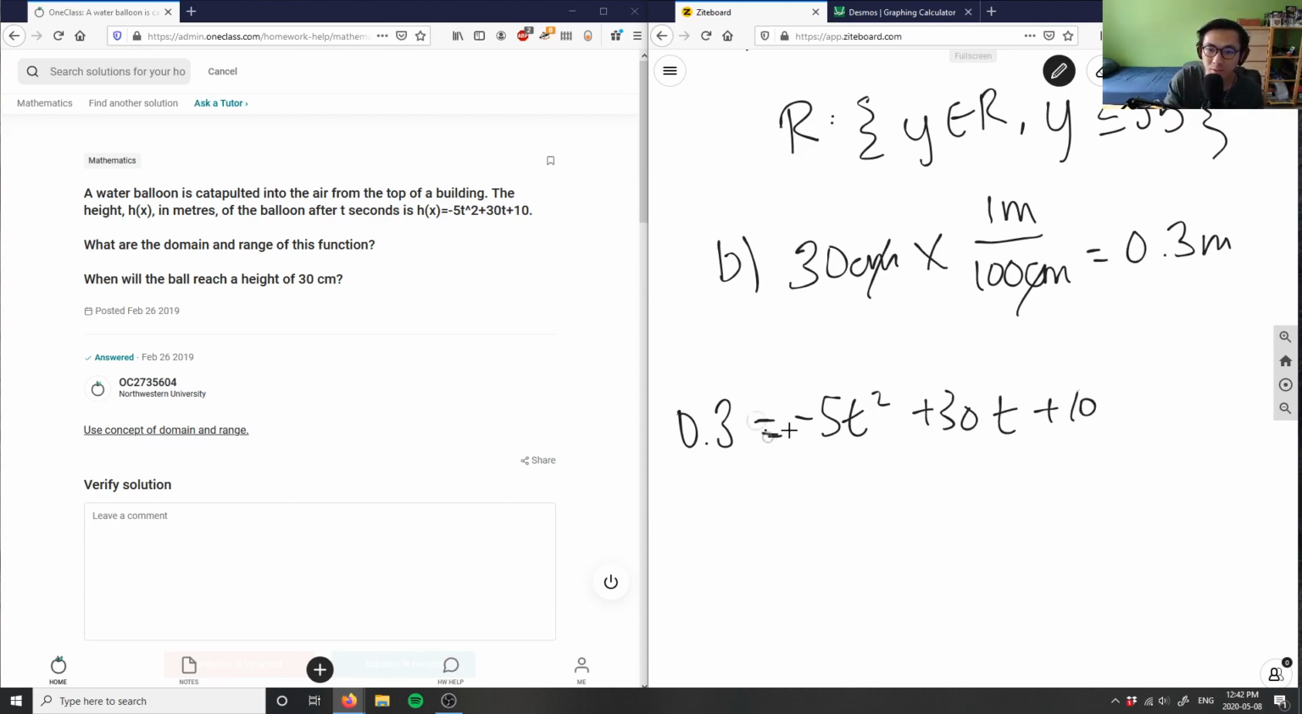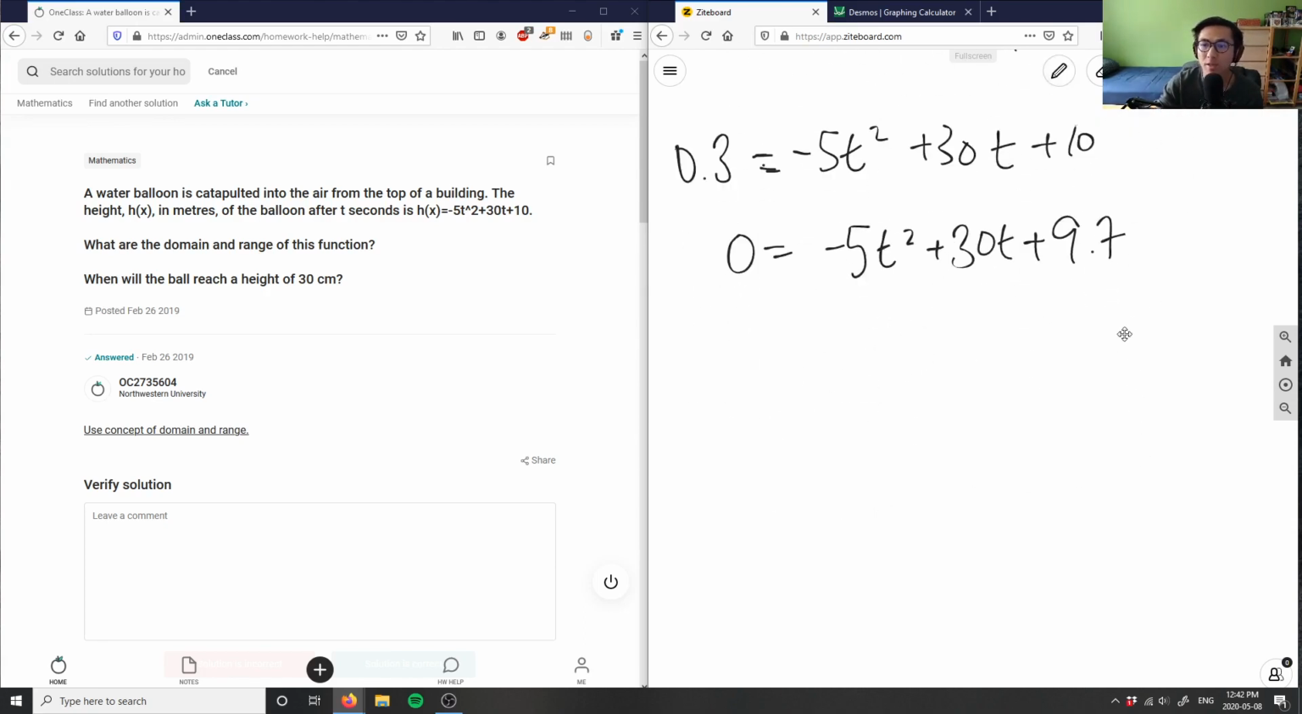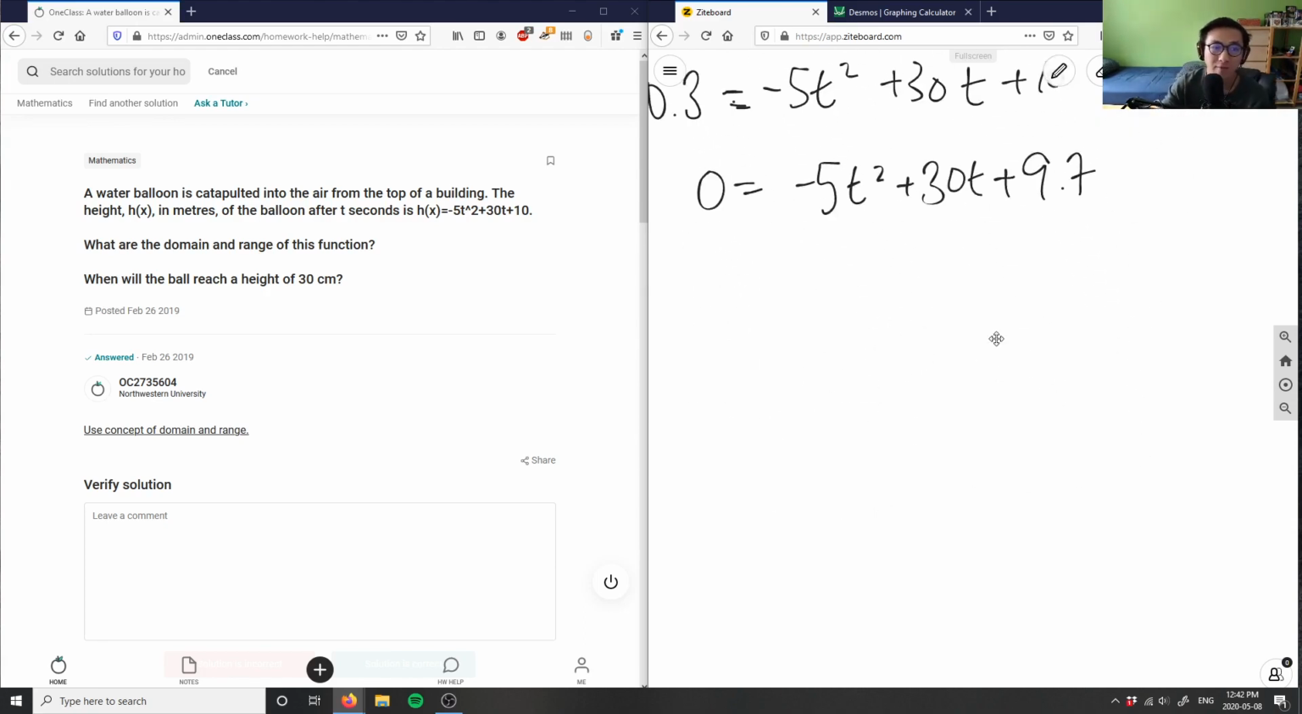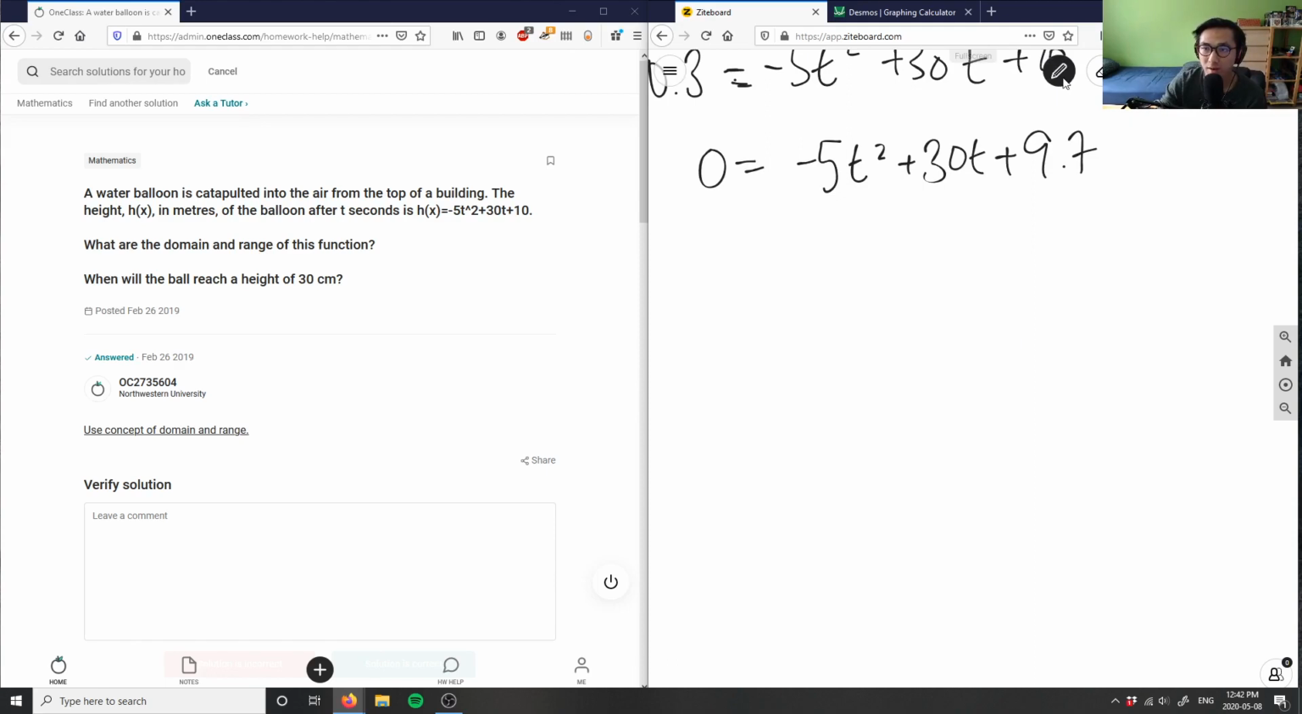And then I can simply move 0.3 to the other side, so 0 equals negative 5t squared plus 30t, and then moving that to the other side would give me positive 9.7. What we would basically have to do here is the quadratic formula. I don't think I can factor this out. So for the sake of time, you can write down t equals negative b plus or minus the square root of b squared minus 4ac, all over 2a.